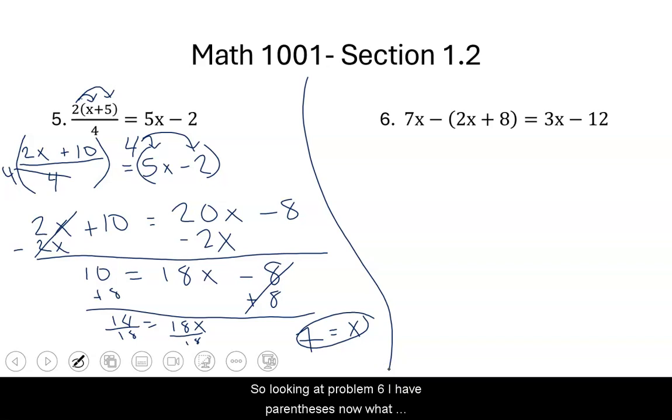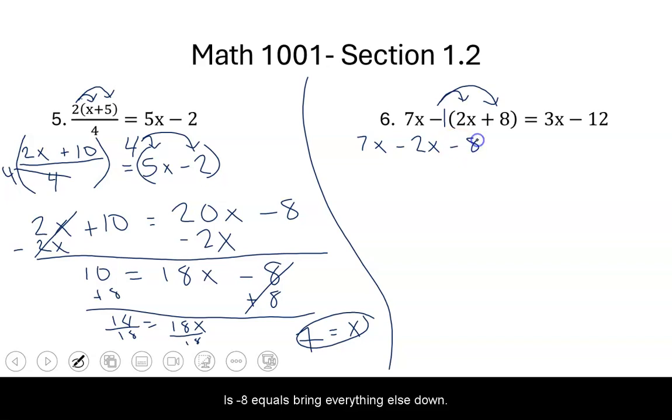So looking at problem 6, I have parentheses. Now, what is touching the parentheses? Not the 7, it's the subtraction sign or that negative. So with that negative, there's an invisible 1. So it's negative 1 on the outside of the parentheses. So we need to distribute that negative 1 into everything inside the parentheses. So I'm going to bring down my 7x. Then negative 1 times positive 2 is negative 2x. Negative 1 times 8 is negative 8 equals, bring everything else down.